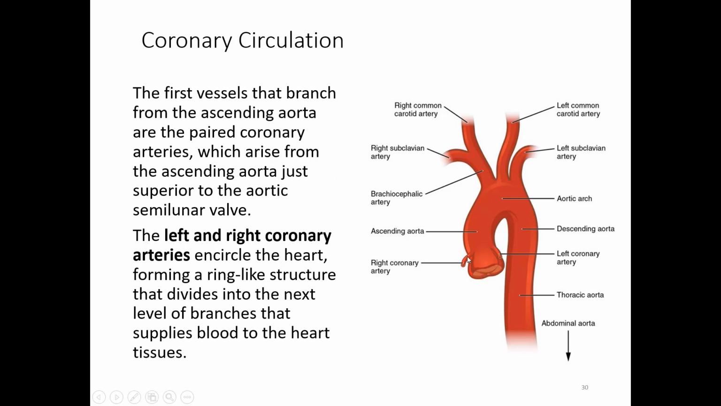What else? The very first small blood vessels originating from the aorta would be the right and left coronary arteries, and they encircle the heart, giving branches and forming a ring-like structure that provides blood to the heart muscles and other heart tissues.